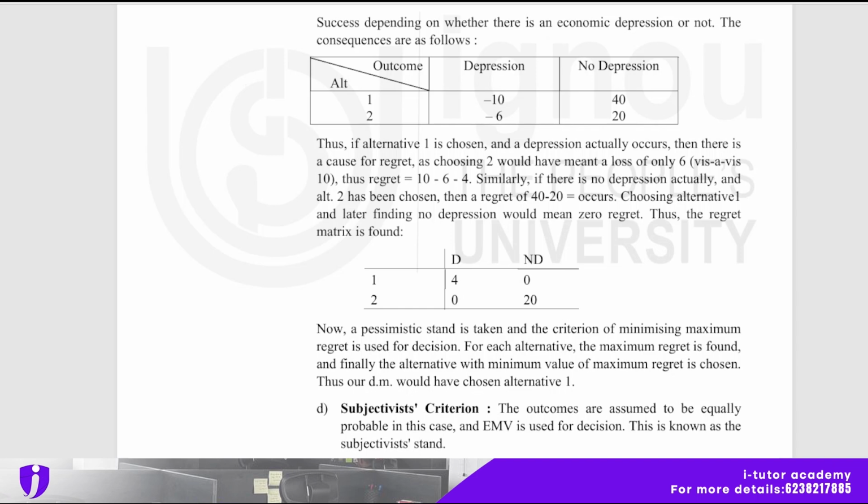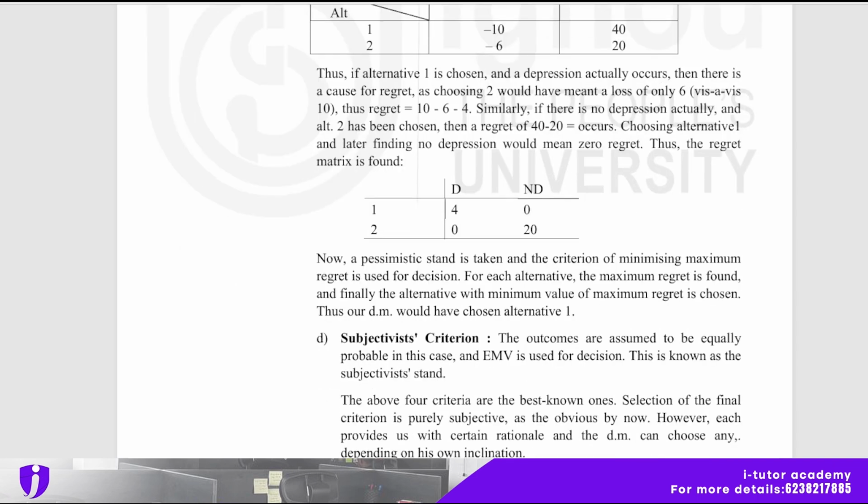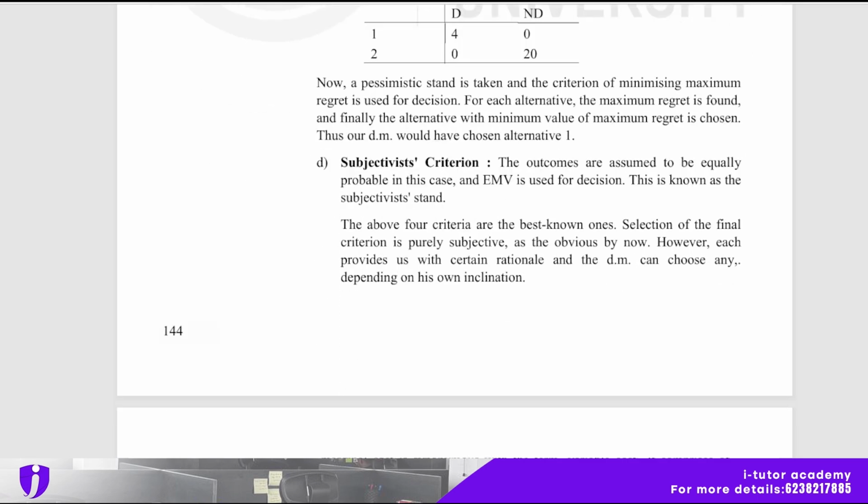And subjectivist criterion. The outcomes are assumed to be equally probable in this case, and EMV is used for decision. This is known as the subjectivist stand. The above 4 criteria are the best known ones. Selection of the final criterion is purely subjective, as is obvious by now. However, each provides us with certain rationale and the DM can choose any depending on his own inclination.